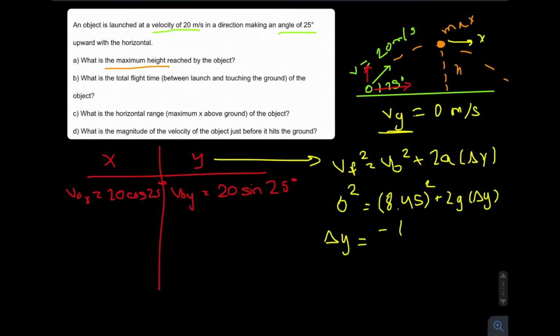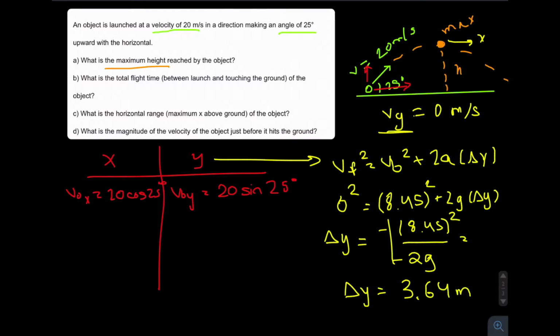negative 8.45 squared over 2g. Now remember, gravity is going down, so this is also actually negative. So the negatives will cancel out, and then we'll get our maximum height. We just need to plug it into a calculator, and we would get 3.64. That's what I just plugged in my calculator, and then I got 3.64. So that is our max height.